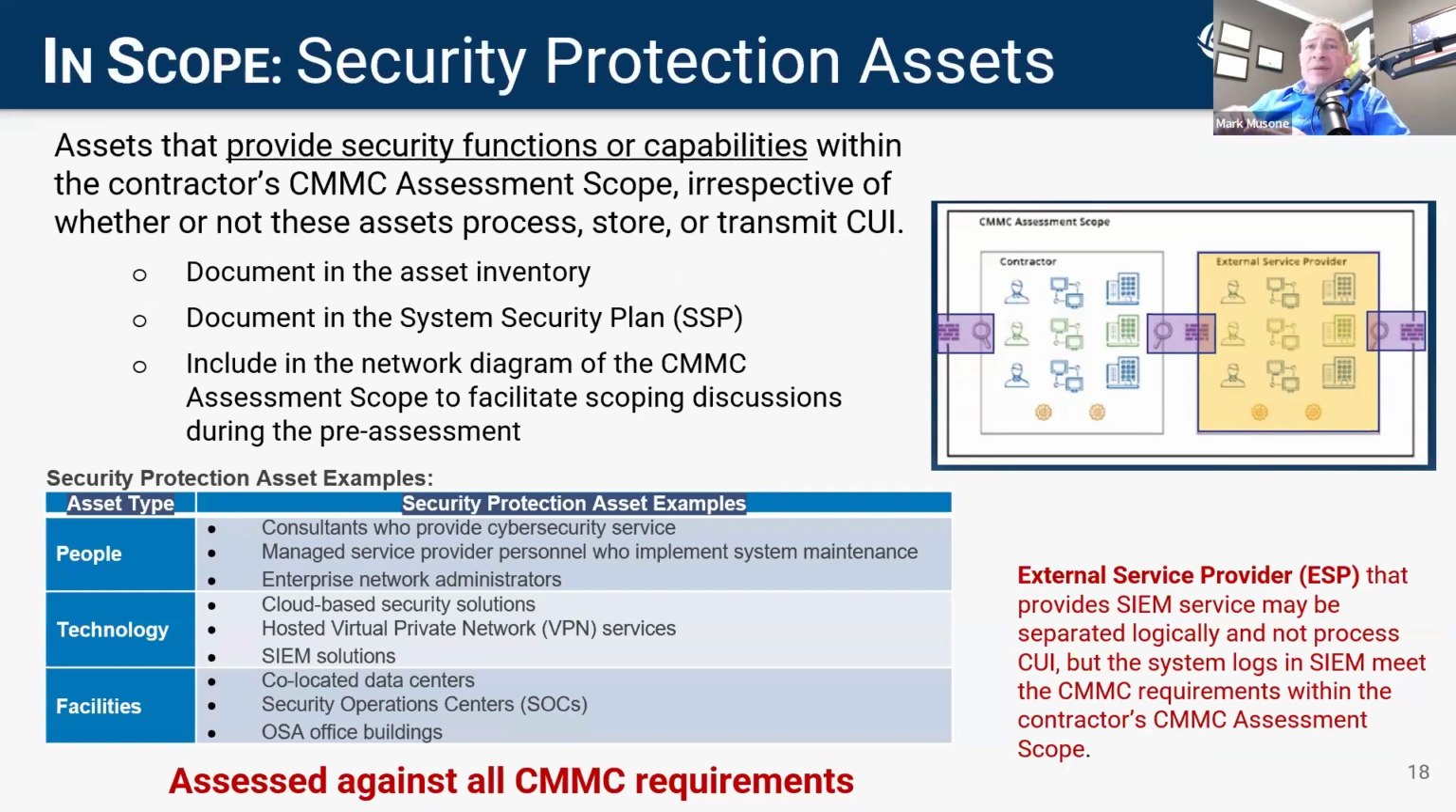And going back to the different types of assets, people, technology, or facilities, this slide is giving an example of people could be consultants that provide cybersecurity service. Technology could be a SIM solution or a hosted VPN service, all the way to facilities. You might have a SOC. You might have a co-located data center. All of these are examples of things that could be a security protection asset. Security protection assets are going to be assessed against all relevant CMMC requirements.